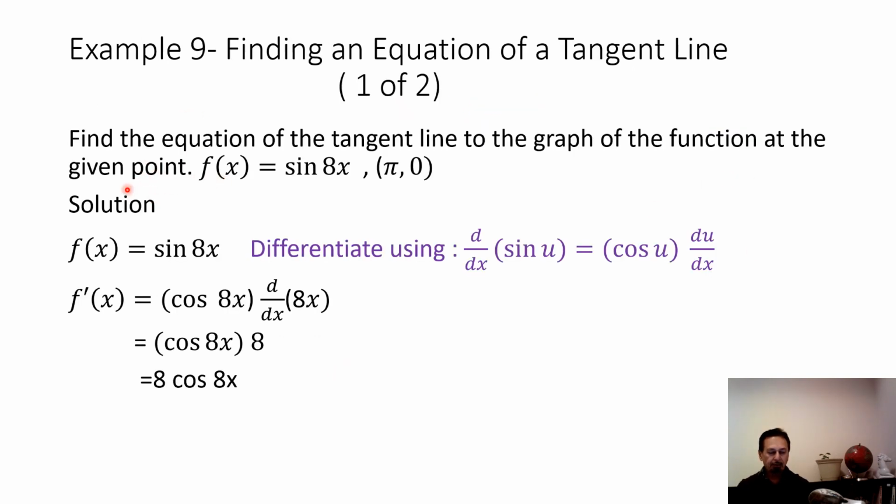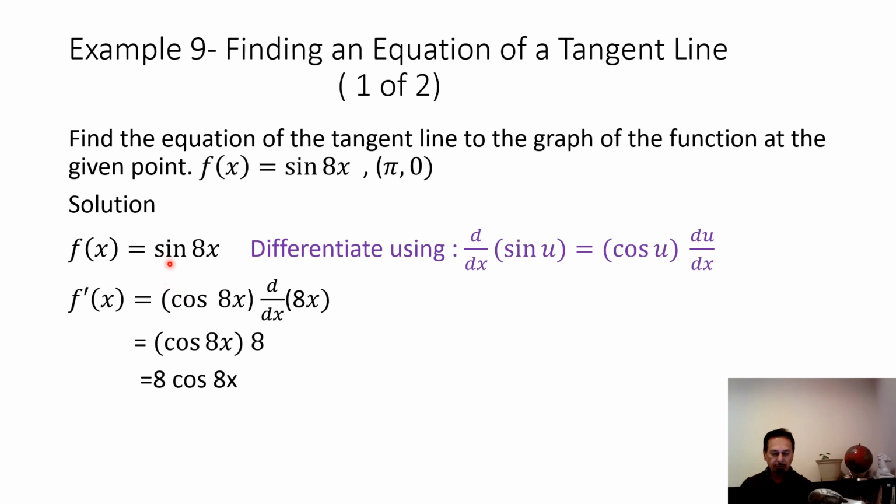So example 9, find the equation of the tangent line to the graph of the function at the given point. So here f of x is sine 8x and the point is pi comma 0. So let's start with f of x equals sine 8x. We differentiate using the chain rule.